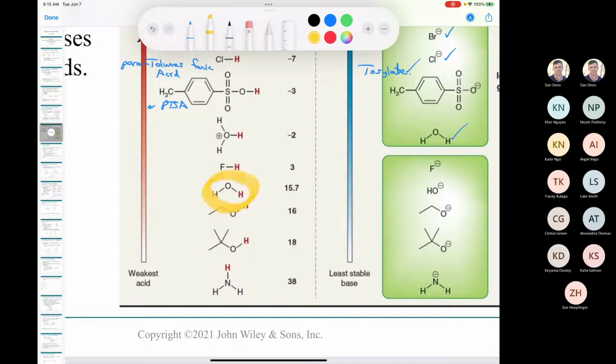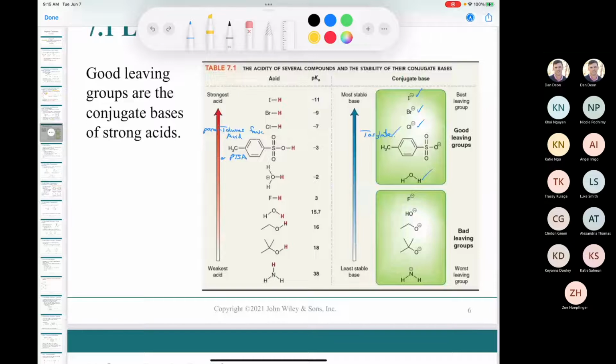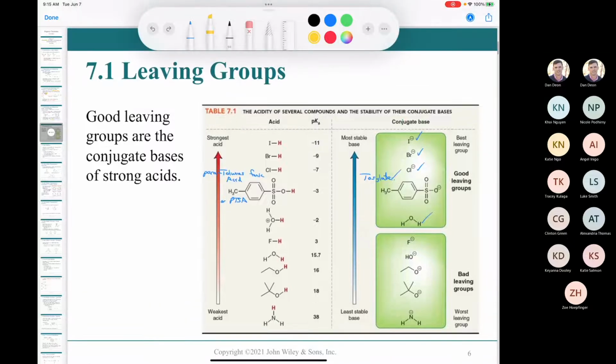The conjugate base of water is hydroxide. That's not a good leaving group. Neither are these alkoxides for the same reason, and an amide is a poor leaving group too. So again, to review, the conjugate base of a strong acid is a weak base, and a weak base is a good leaving group. So you can either try to memorize them, but I think the best way to know it is just concentrate on what the strong acids are and say, if these lose a proton, what's left over is a great leaving group.